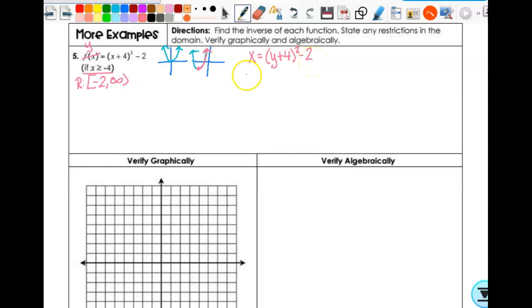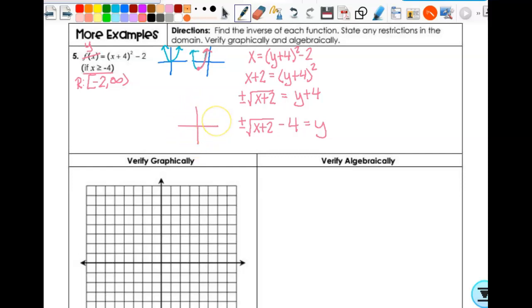All right, so I'm going to start by adding 2 to both sides, so I get x plus 2 equals y plus 4 squared. What do I do next? Square root. So this will give me plus or minus the square root of x plus 2 equals y plus 4. And then I subtract 4, so I get plus or minus square root of x plus 2 minus 4 equals y. Can I do 2 minus 4 and make that -2? No, they live in 2 different worlds. Totally not okay.